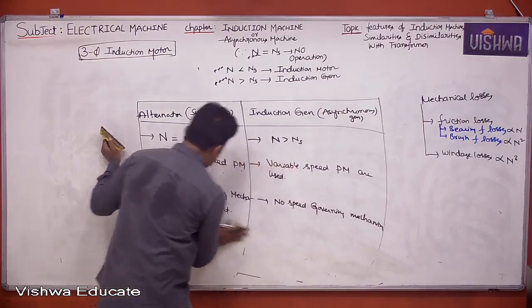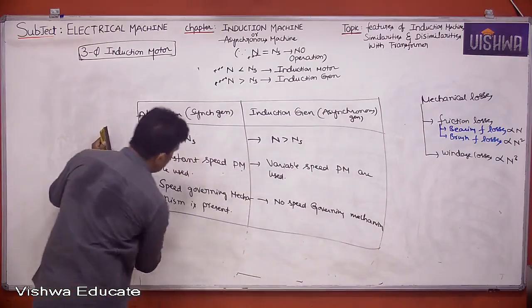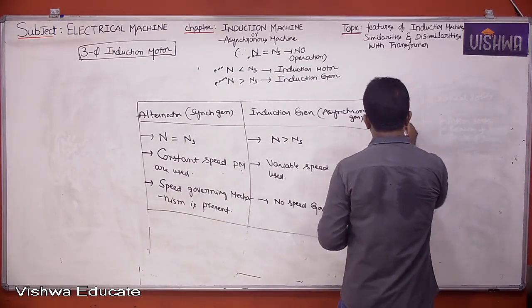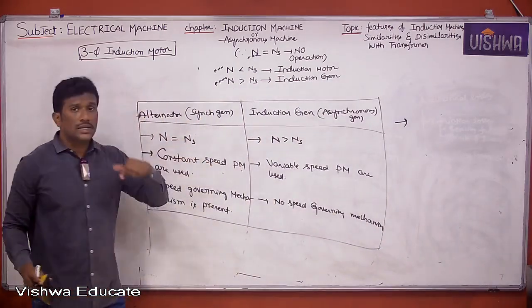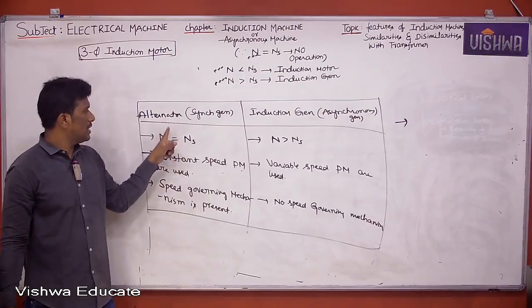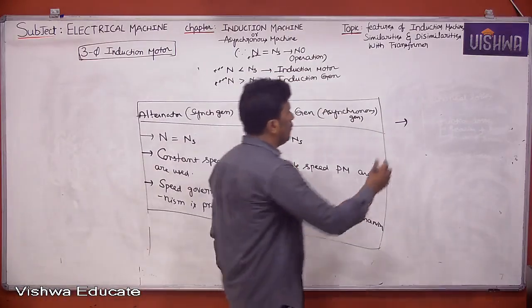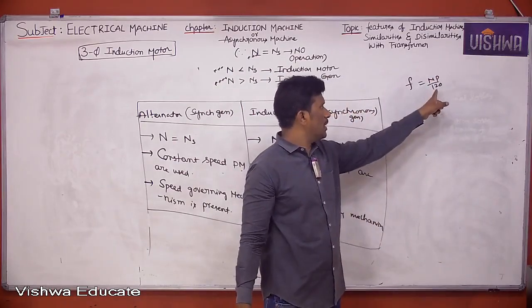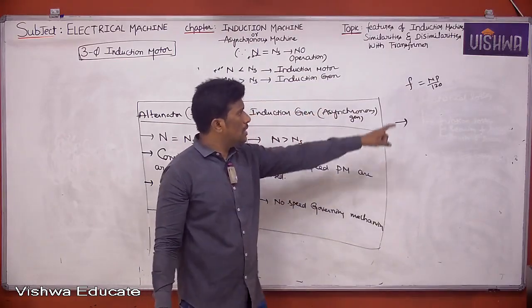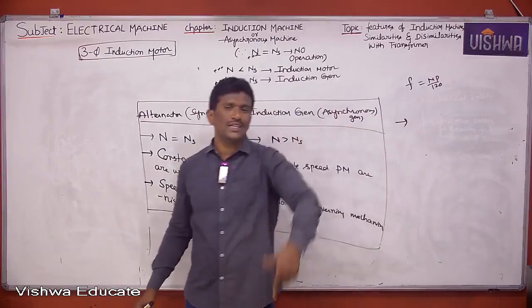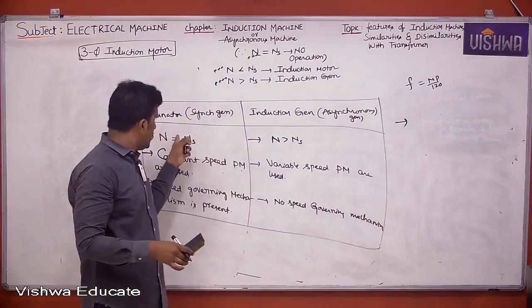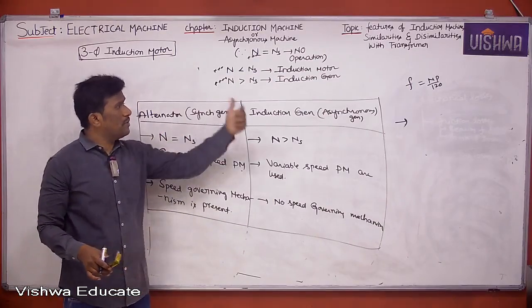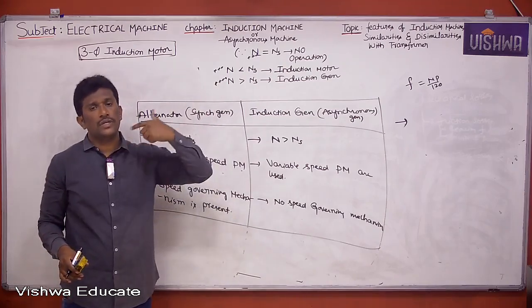You just remember these points, and let me write two notes. First point: since the alternator is always running at N equal to Ns, you know the formula for frequency, f equals NP by 120, where N means speed and P means number of poles. If N is always equal to Ns, obviously frequency will be constant. Whatever EMF is induced in the alternator will always have frequency f, for example 50 Hz.